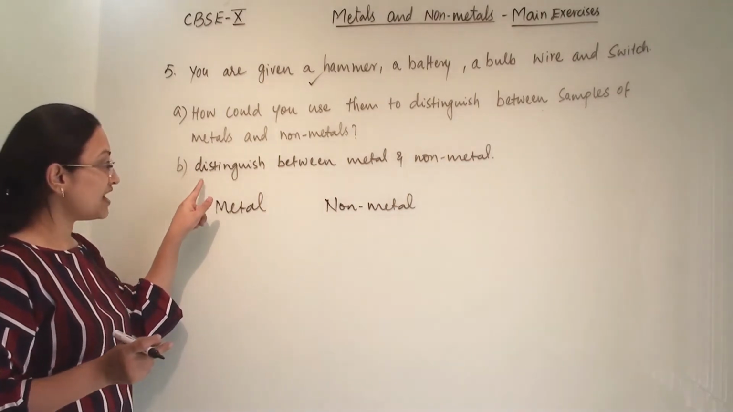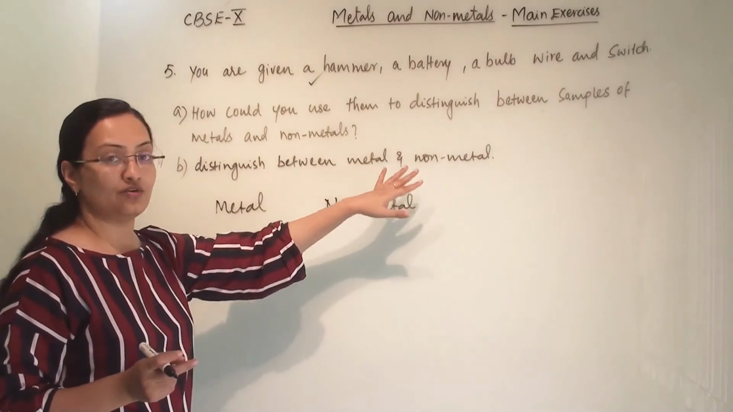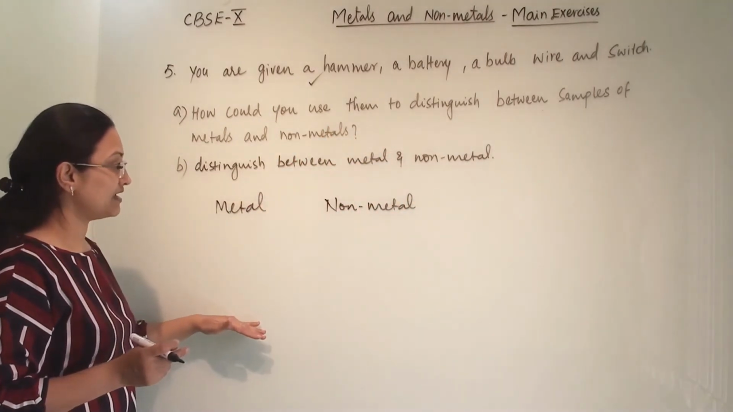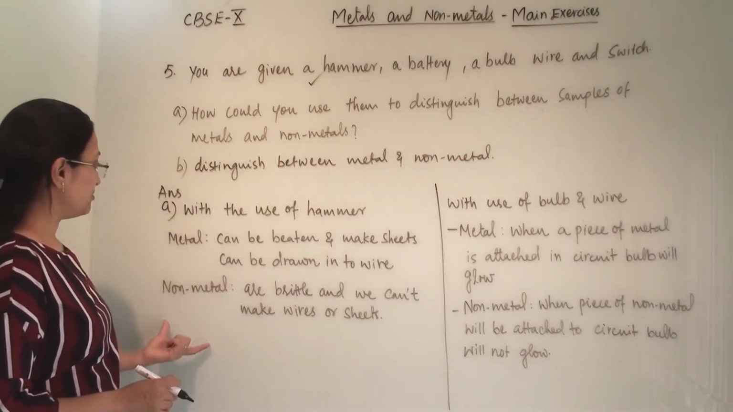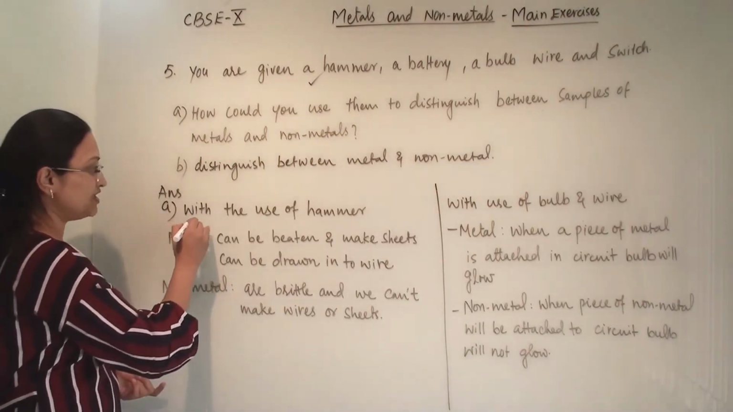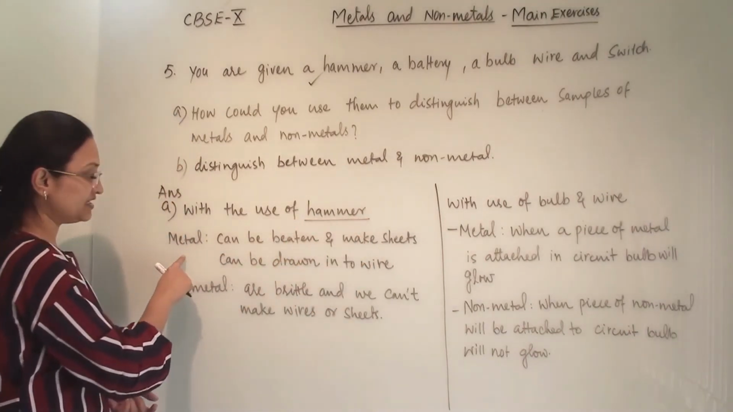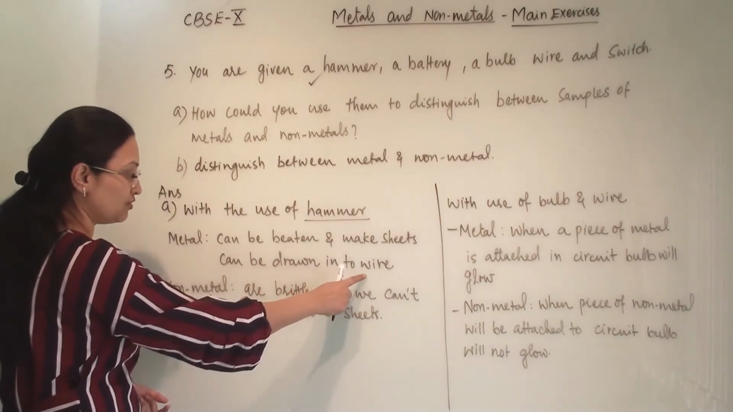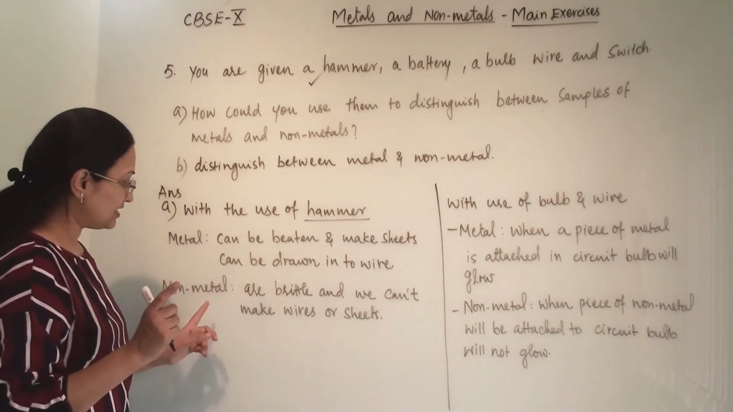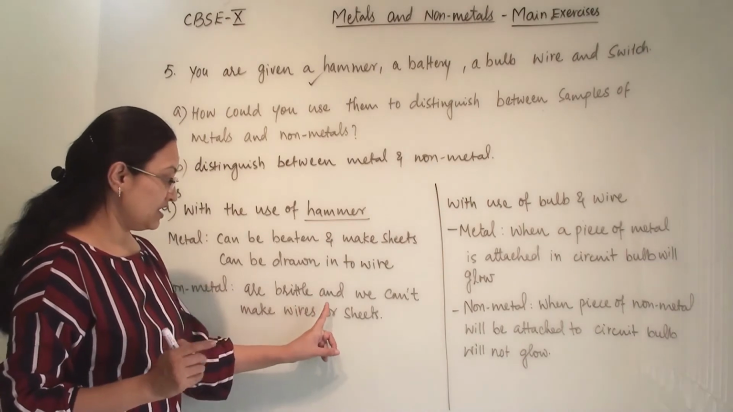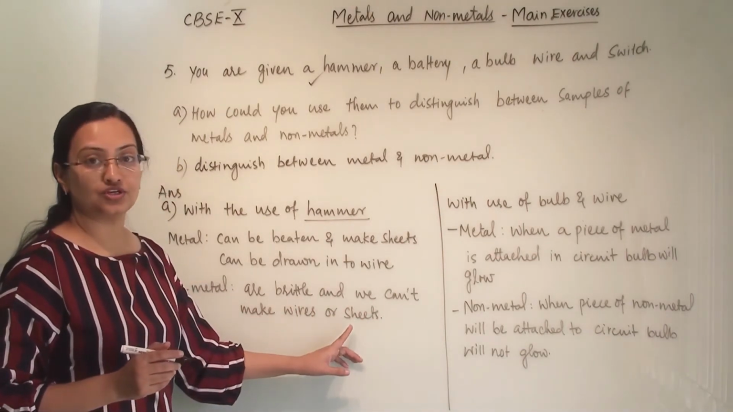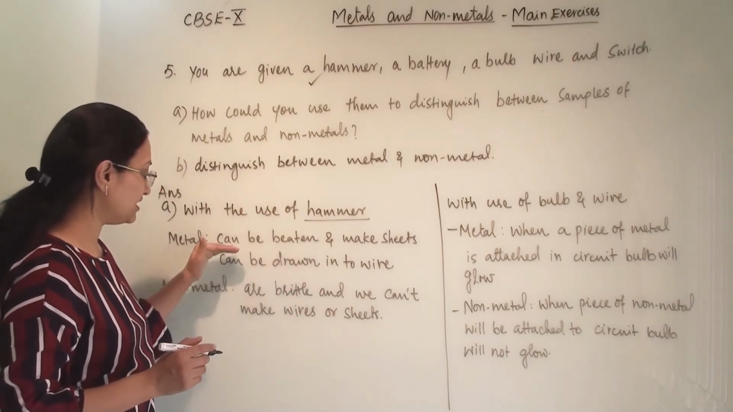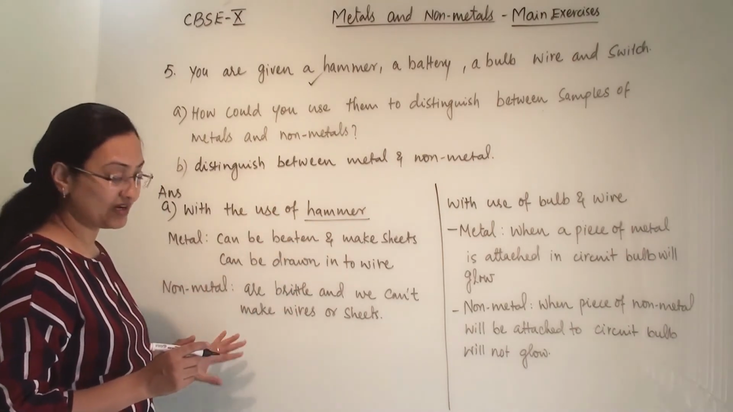Now let us differentiate between metal and non-metal based on this. So for question A, we can frame our answer like this: when we are using a hammer, a metal can be beaten and we can make sheets, and it can be drawn into a wire. When a piece of non-metal is there, it is brittle in nature and we can't make wires or sheets out of it. So with the use of a hammer, we can differentiate between metal and non-metal like this.